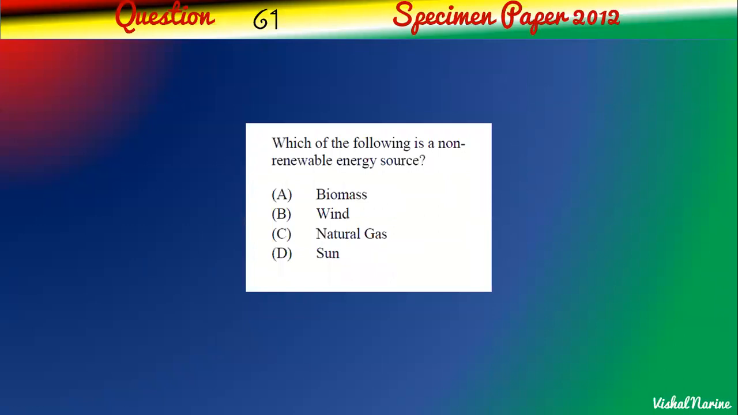Question 61. Which of the following is a non-renewable energy source? Non-renewable meaning it's going to finish one day. Right, yes, correct. It is C, natural gas.